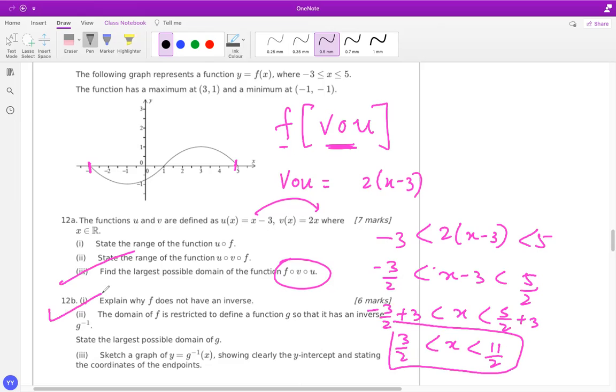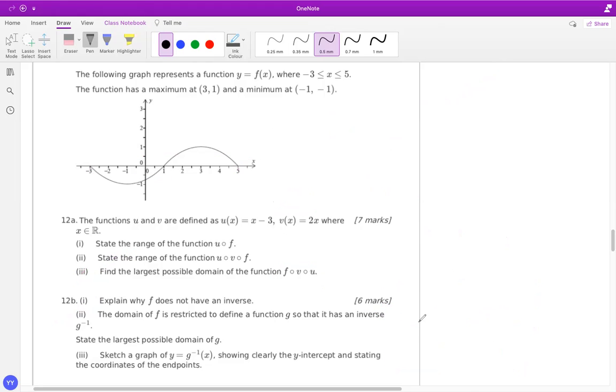Next part is explain why f does not have an inverse. Now, obviously, we just discussed that to have an inverse, the function must be 1 to 1. So it should be either purely increasing or purely decreasing. Since you can see clearly the function is failing the horizontal line test, it's not a 1 to 1 function. Hence, the inverse won't exist. Now, the next part is the domain of f is restricted such that f has an inverse. State the possible largest domain.